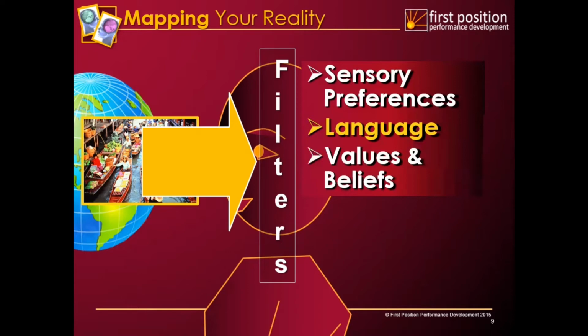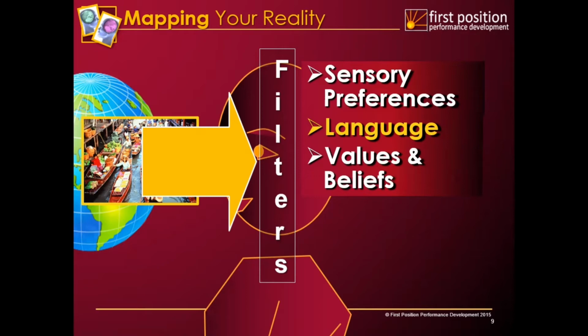Also, our values and our beliefs, which we know are very personal. A value is something that's important to us. Depending on what's important to us, we will pay more attention to what's going on out there in the world. We look out for things that support our values and we notice those things that go against our values.